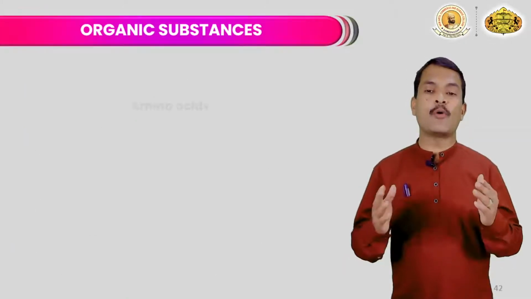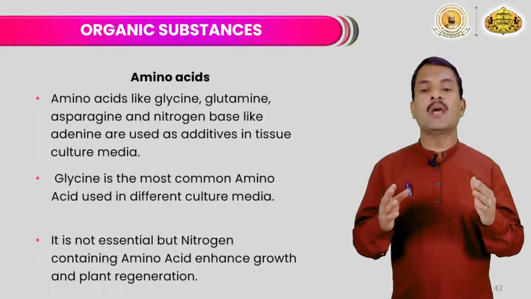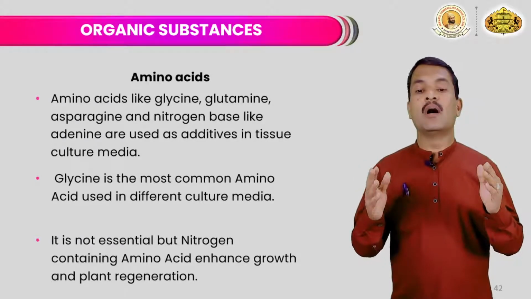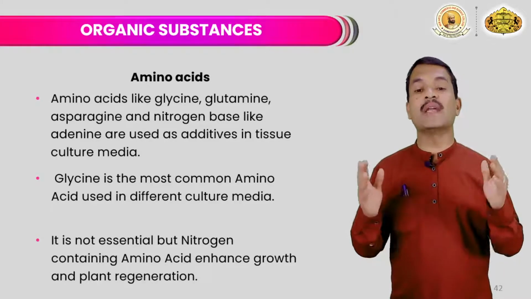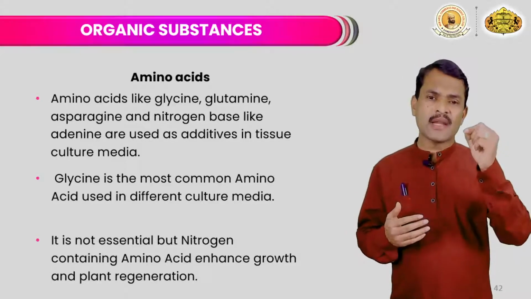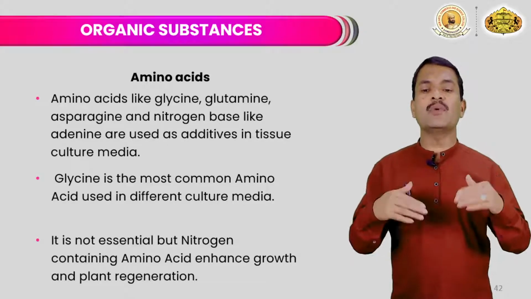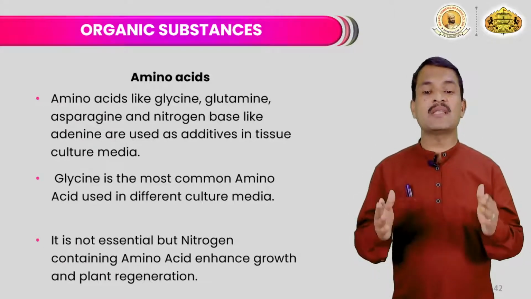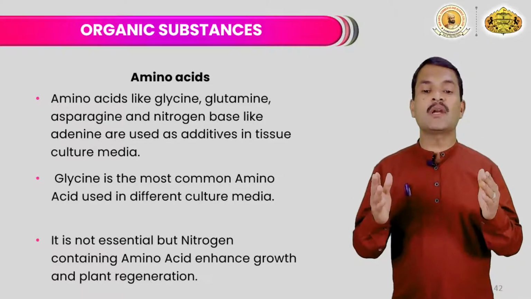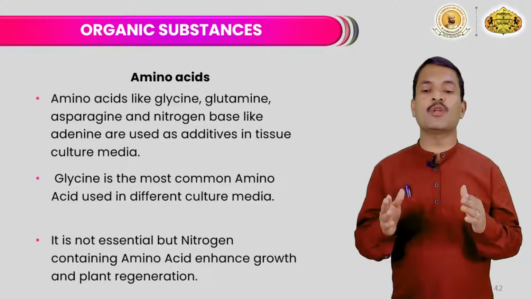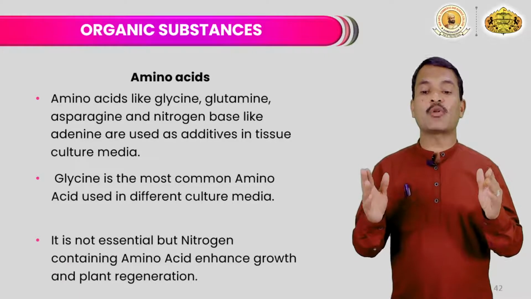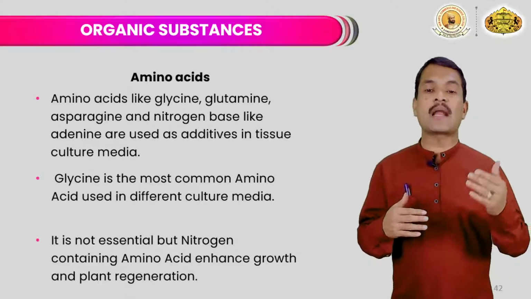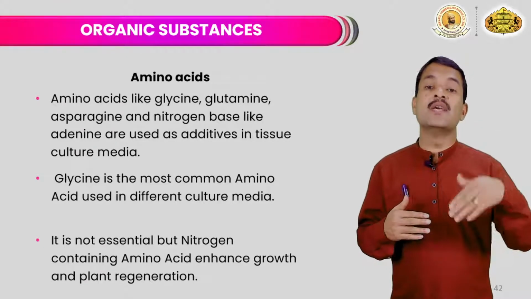The next compound is amino acids. Particularly amino acids like glycine, glutamine, asparagine are added as a nitrogen source, and nitrogen bases like adenine are used as additives in tissue culture media. These are added in very small quantity to the media, and that will help the plant for its growth and development. When we talk about the MS media, glycine is the most common amino acid used in different culture media. It is not essential, but nitrogen containing amino acid enhances growth, and because of that, during plant regeneration, amino acids are added. In our MS media, glycine is added to the media.